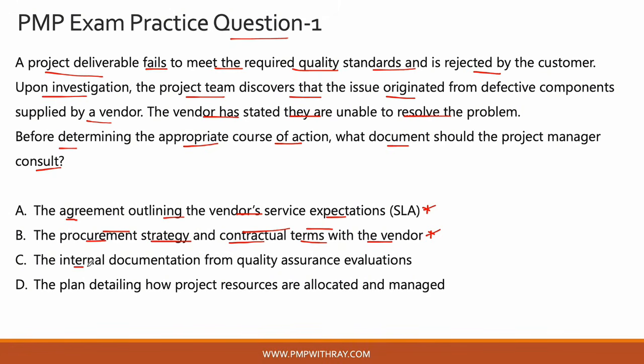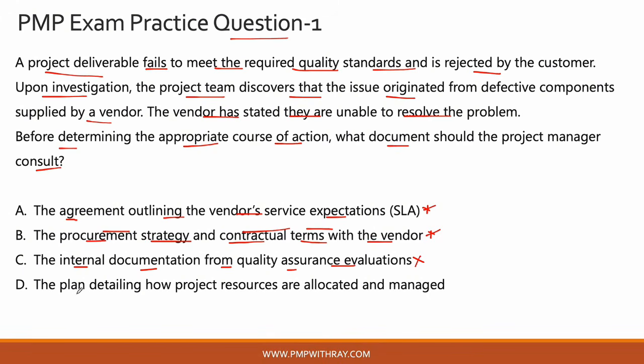Let's look at option C, the internal documentation from quality assurance evaluations. Now we can reject this option at this point in time, okay? Because the internal documentation from quality evaluations might not give you anything new because it has already been rejected by the customer, and it is unlikely that your quality assurance department will say something different, okay? So it is a bit pointless to refer to documentation from internal quality assurance evaluations when the customer is outrightly rejecting your deliverable. Okay, so option C is definitely incorrect.